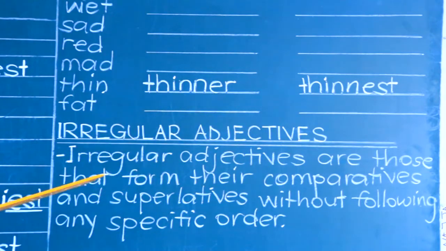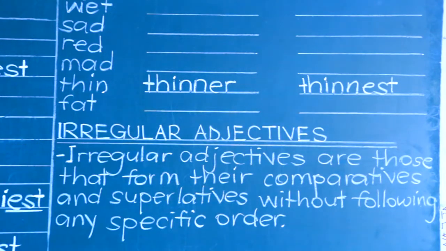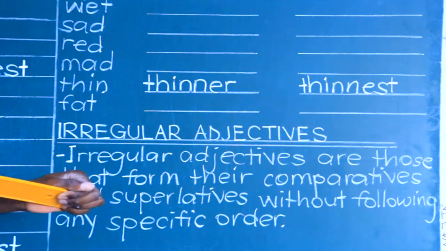Irregular adjectives, what are irregular adjectives? They are those that form their comparative and superlative forms without following any specific order. What are we saying? They do not follow any specific order. They just change. So here there is no clear rule you can follow. The positive degree is totally different from the comparative degree, and the comparative degree is totally different from the superlative.